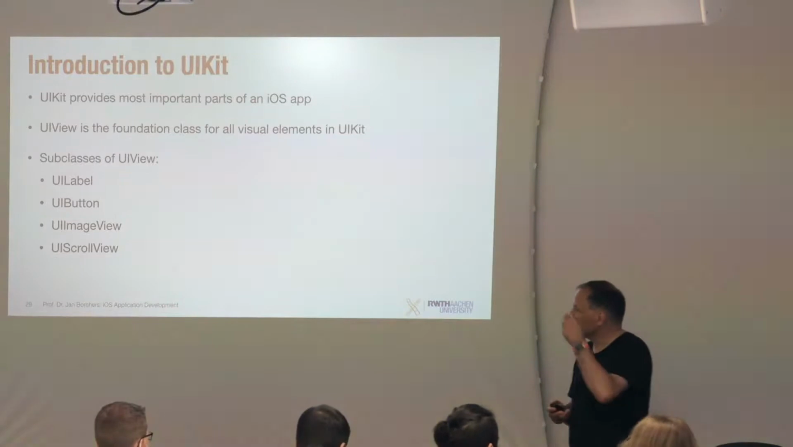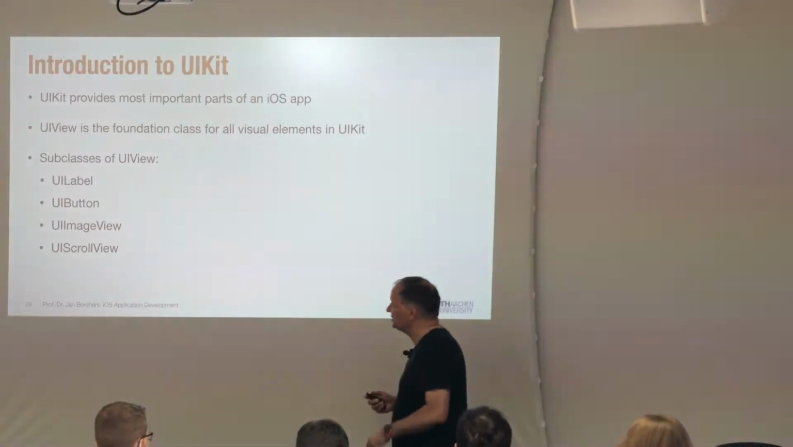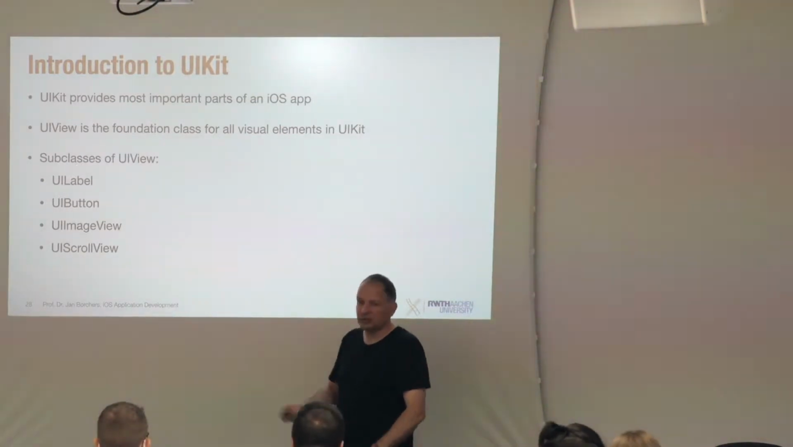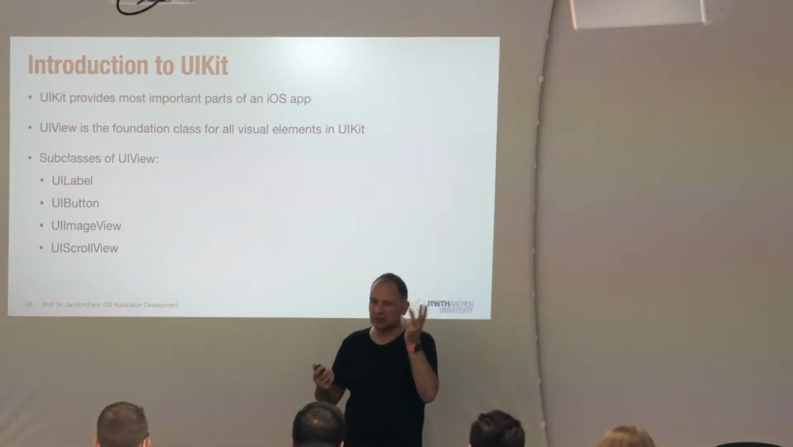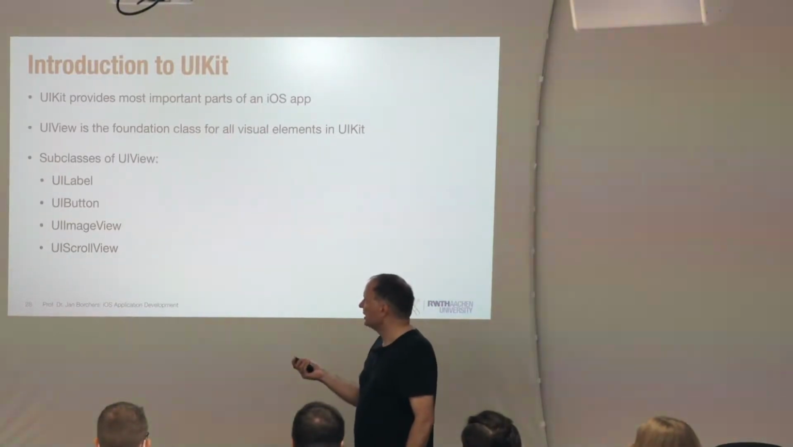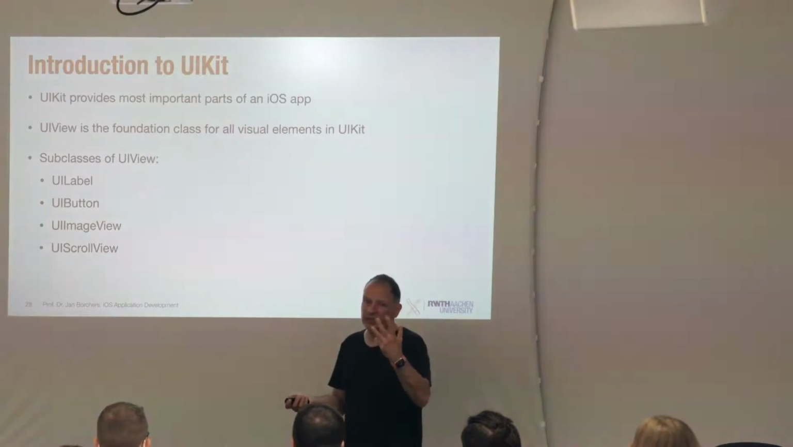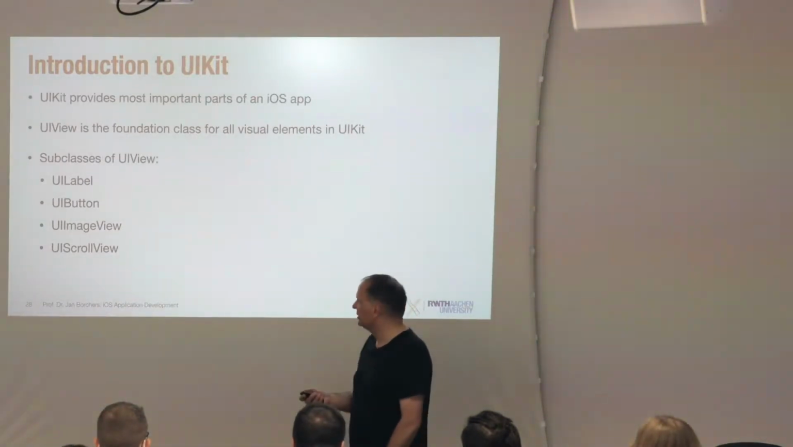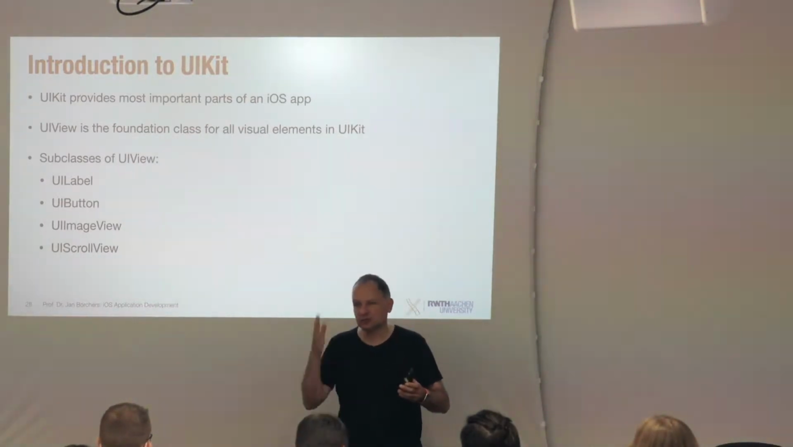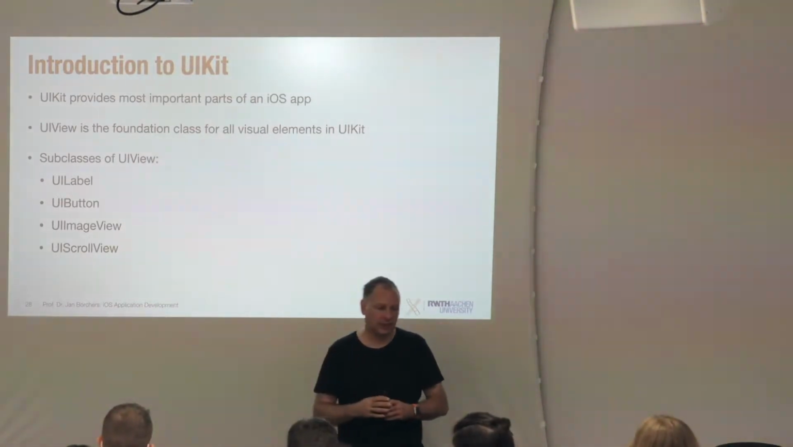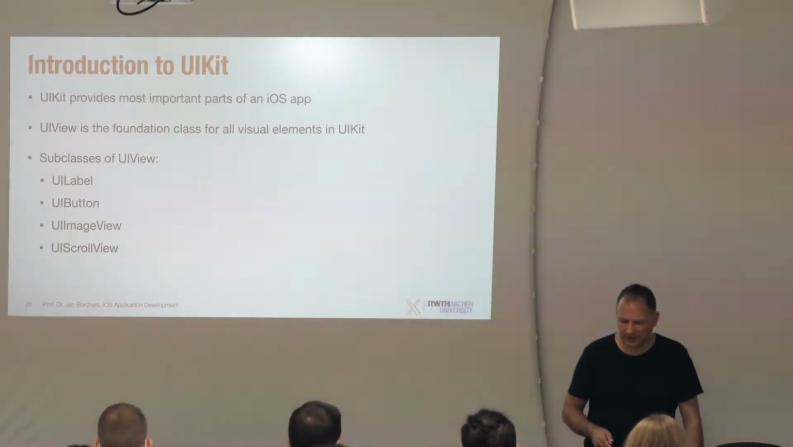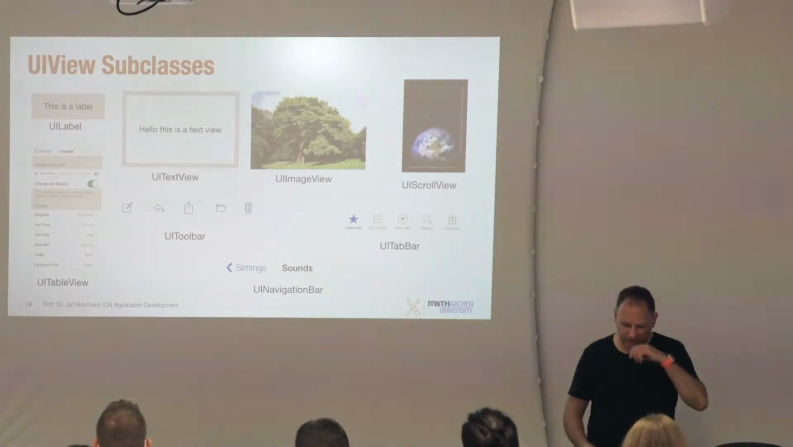Some examples of UIView subclasses are things that you know from other languages, like labels, which are just pieces of text that you put on the screen without any means of interacting with them. Or a button that can be pushed, or an image view that can display some kind of GIF or JPEG image, or a scroll view, something that basically just adds scrolling capabilities to an existing piece, like an image or a text field. Here are some examples of these subclasses.